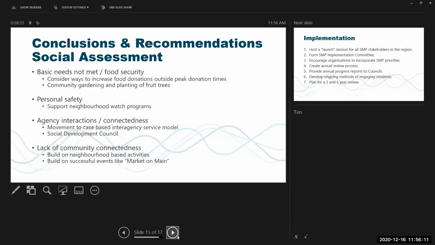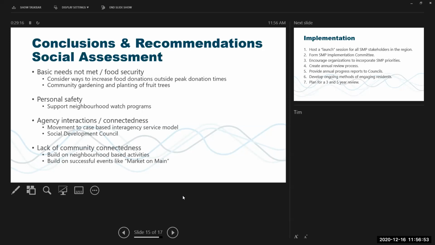Basic needs not met, food security. So consider ways to increase food donations outside the peak donation time. Again, not a tremendously new issue. Seasonal times, Christmas, tend to be times when people donate to food banks and other food programs. How to broaden that out so that there are other opportunities to provide collection points and to be able to have those resources on hand as needed.